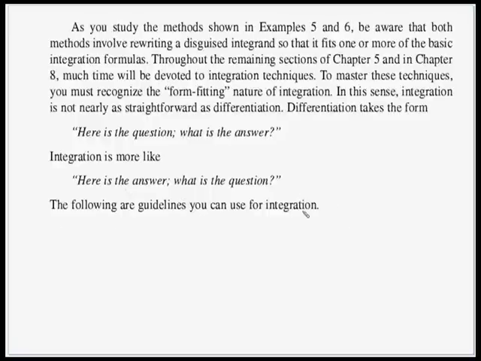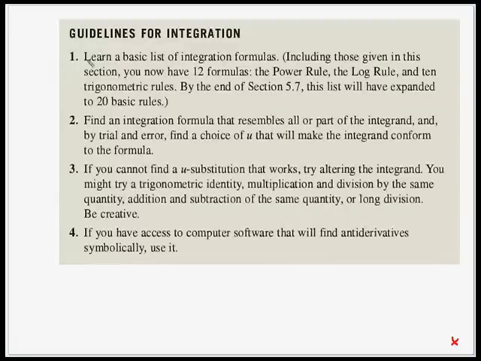And we have some following guidelines here to use for integration. First, learn a basic list of integration formulas, including those given in this section. You now have 12 of them. The power rule, the log rule, the 10 trig rules, and by the end of section 6.7 in our book, this list will have expanded to over 20 basic rules.